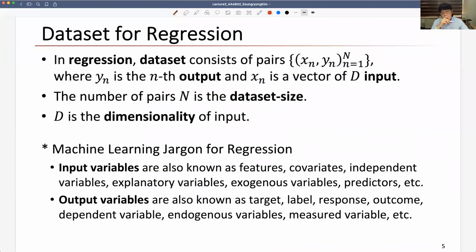Then to set up the regression problem, we need to build a data set, right? Similar to other machine learning problems, right?